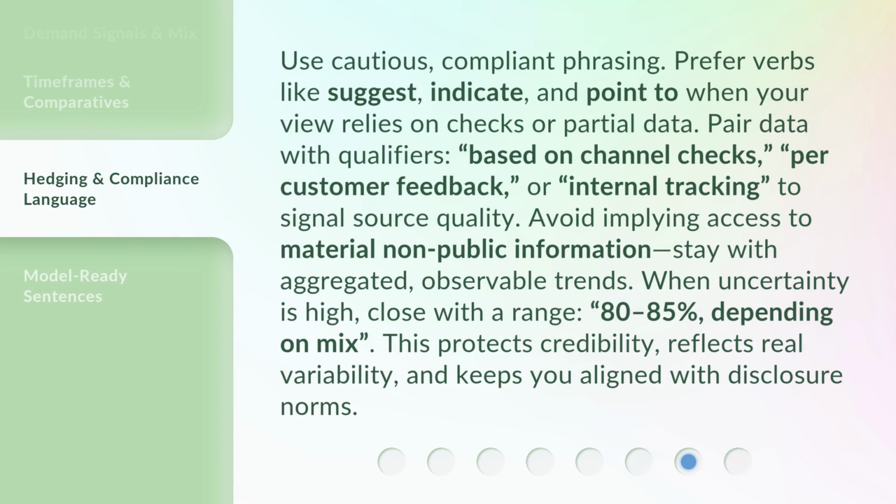Use cautious, compliant phrasing. Prefer verbs like suggest, indicate, and point to when your view relies on checks or partial data. Pair data with qualifiers, based on channel checks, per customer feedback, or internal tracking, to signal source quality. Avoid implying access to material non-public information. Stay with aggregated, observable trends. When uncertainty is high, close with a range, 80 to 85% depending on mix. This protects credibility, reflects real variability, and keeps you aligned with disclosure norms.